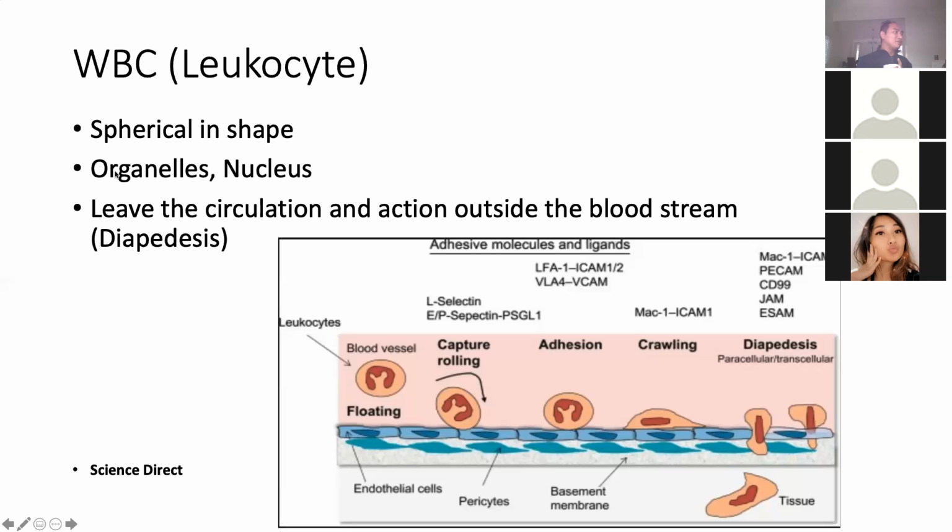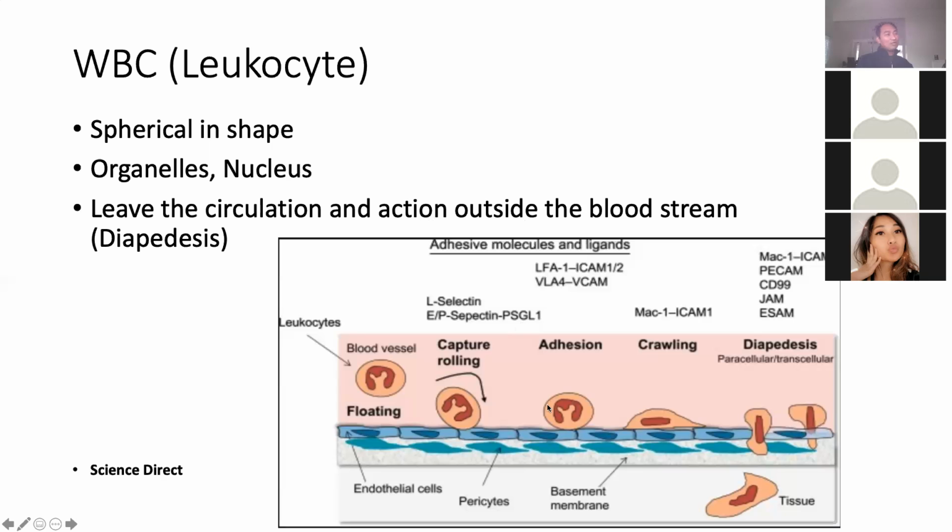It is a proper cell, so it has got organelles like mitochondria, and it has a nucleus. The nucleus is something you see with the microscope, and depending on the size, shape and number of the nuclei, you differentiate these cells. Its job is not inside the circulation. Its job is to leave the circulation, go to the periphery, and do the job as necessary. So it leaves the circulation and its action is outside the bloodstream.